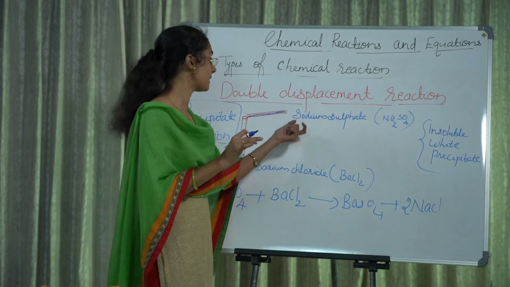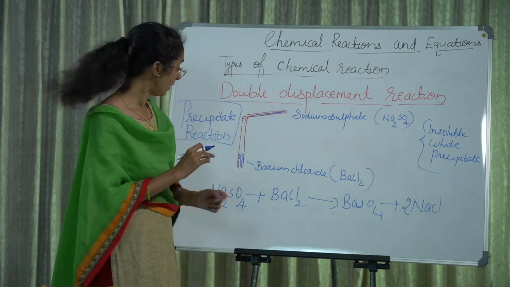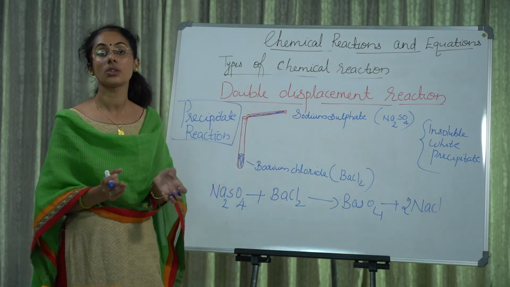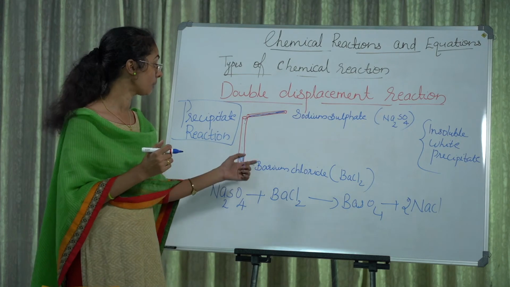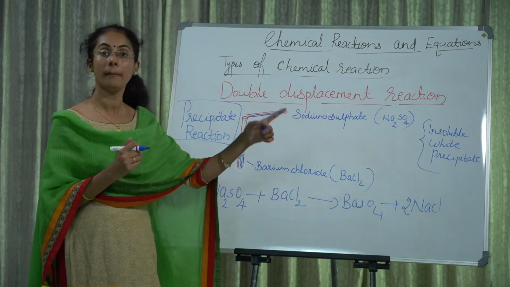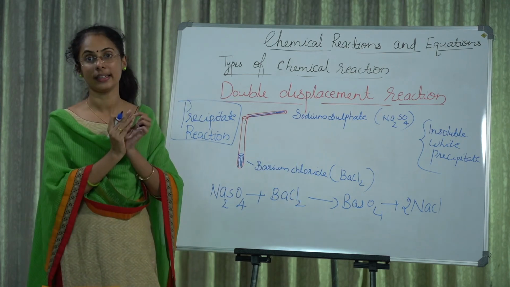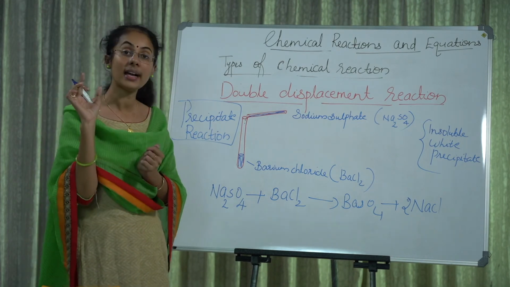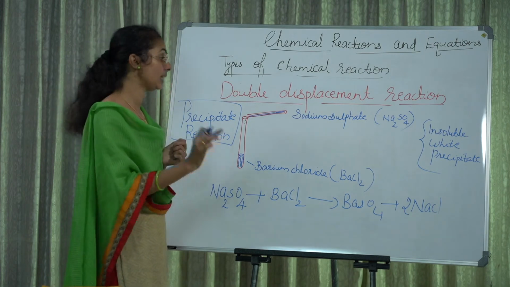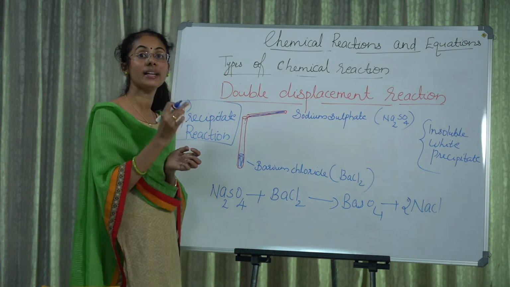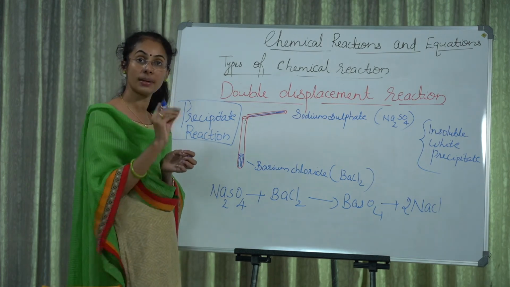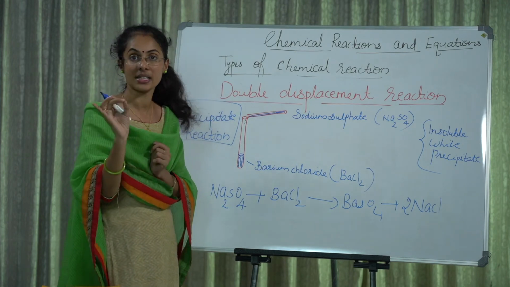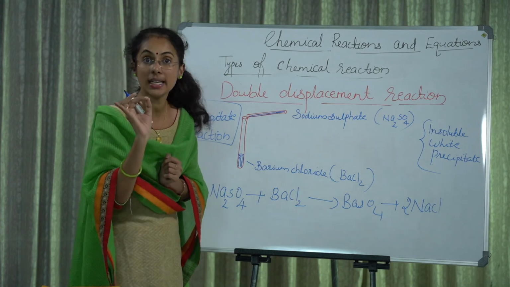Once more, take some barium chloride and add some sodium sulfate. Then sodium sulfate and barium chloride react to form one white color thing that is insoluble in water. That white color thing is known as a precipitate. Any chemical reaction in which a precipitate is formed is known as a precipitate reaction.